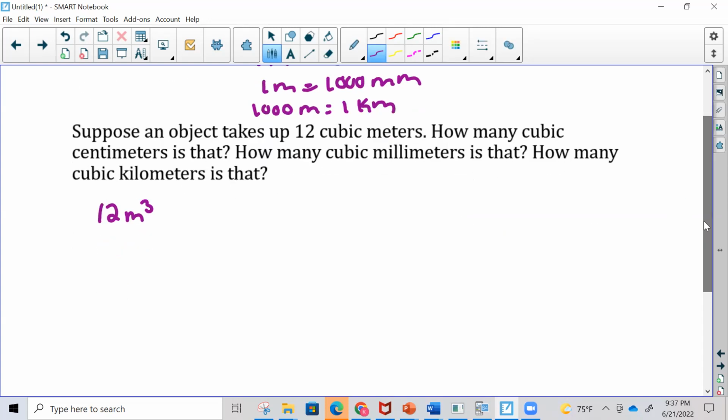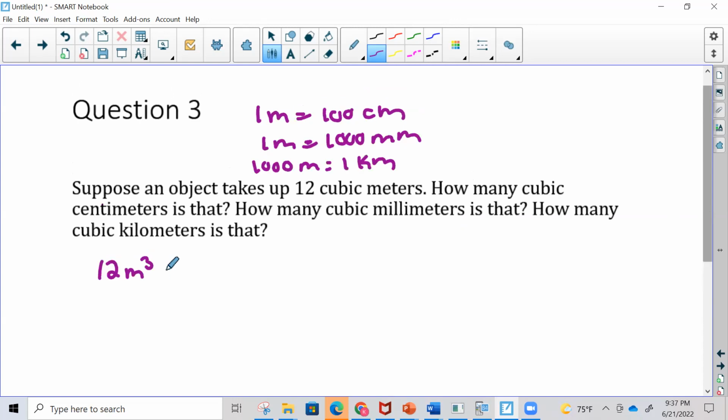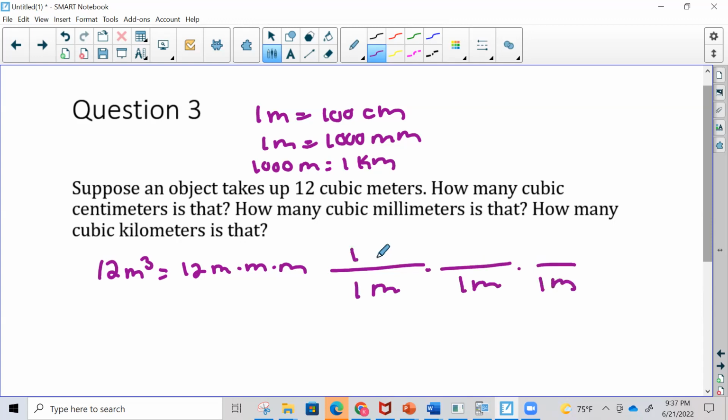So again, you can write it as the cubed, or you can write it again if you want as like the 12 meters times meters times meters, whichever way you're more comfortable with. I'm going to use this one, so I'm going to multiply it by this factor 3 times. The meters has to go in the denominator to get them to cancel. Or again, you could do cubed. So each of these cancel. And then I'm gonna do 12 times 100 times 100 times 100.